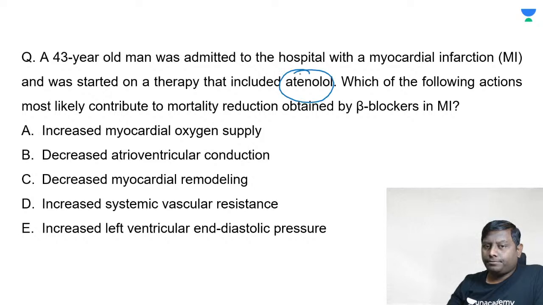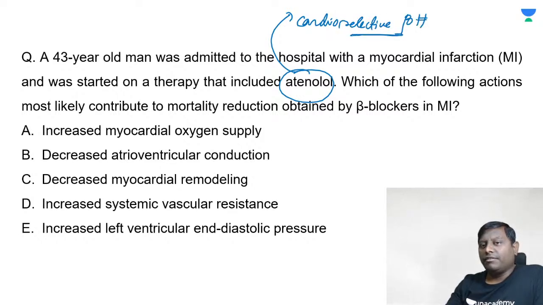Atenolol, remember, it is one of the cardio-selective beta blockers. Be careful, it is having 5 options. So anyway, you have to choose only one option. Only one is correct in this one as well.